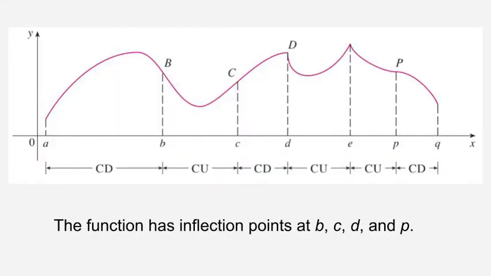And to visualize this graphically, let's look at the following function here. And we can see that it switches concavity at many points, and those points are going to be at B, C, D, and P. And at all of those points, the concavity either goes from concave down to concave up, or concave up to concave down. Now notice that E is not an inflection point because it is concave up on the left side of E and concave up on the right side of E, and so it does not switch concavity at E, so E is not an inflection point, while those other 4 points are inflection points.